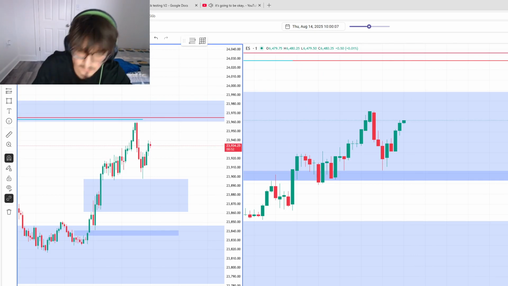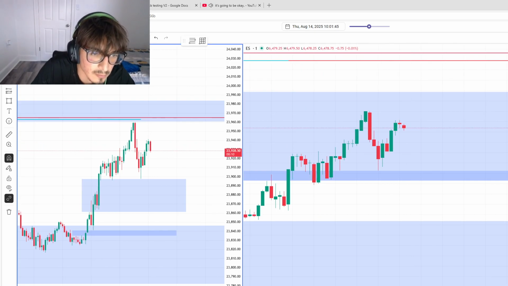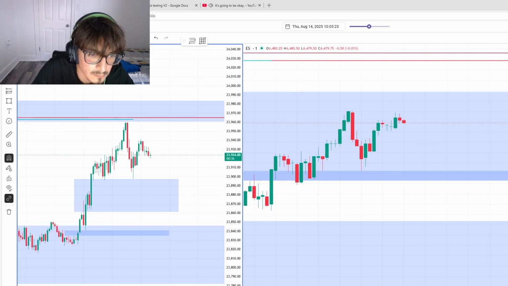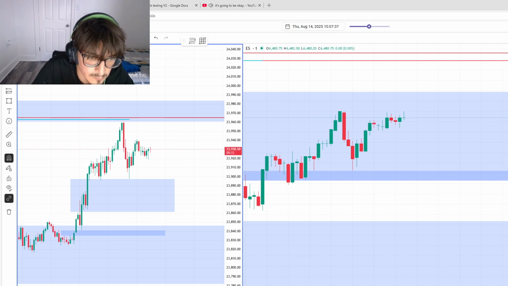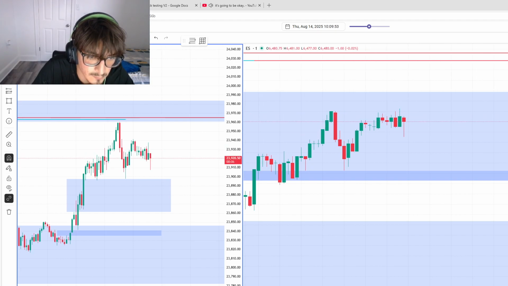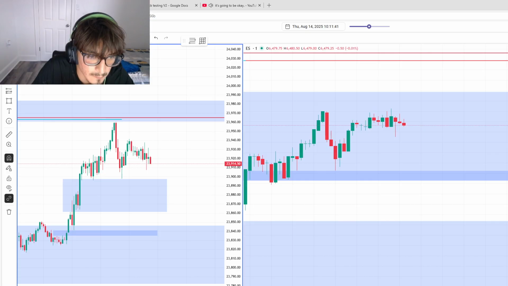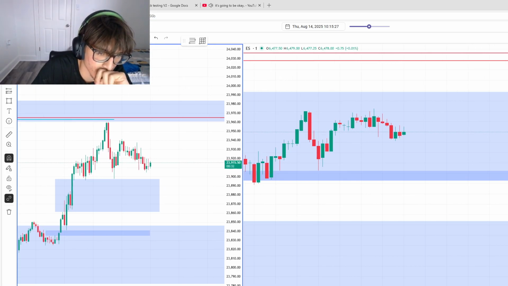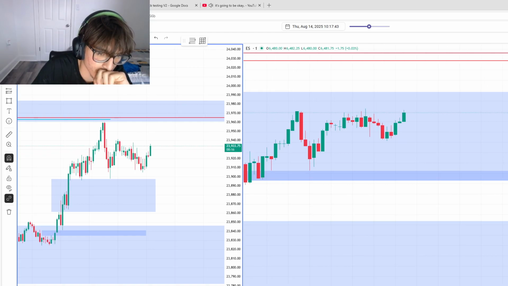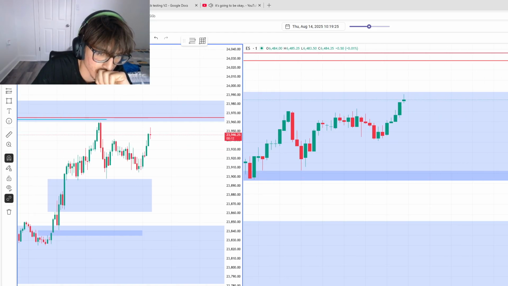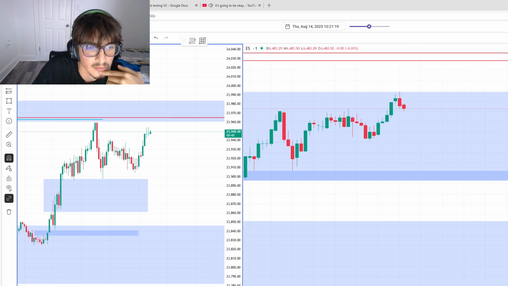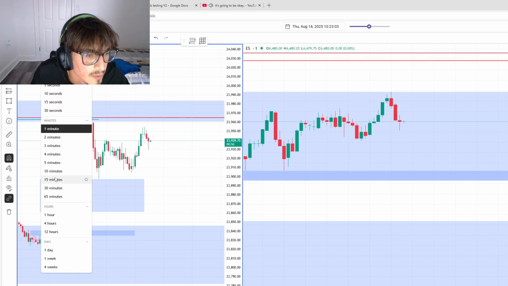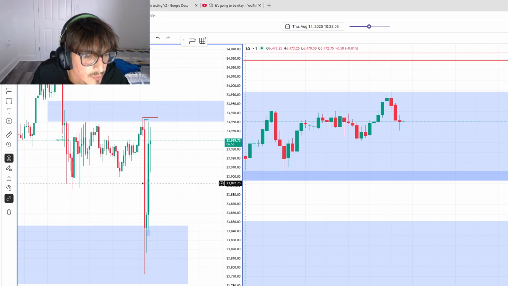Let's see what happens. If it pumps up, pumps up. All I know is I want an A+ setup. Yeah, it looks like it's gonna go higher without touching the 15-minute gap. I don't know why. Well, now it's just chopping. Kind of makes you not want to trade anymore.